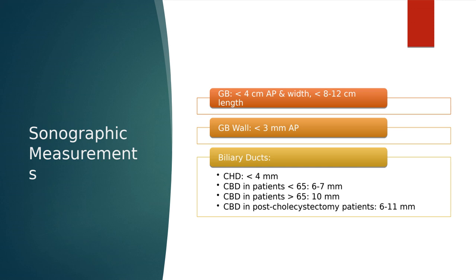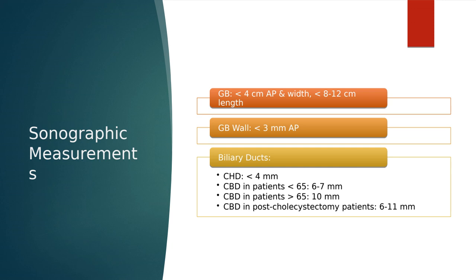depending on the patient's age or medical history, the range of what is considered normal changes. So a common bile duct in a patient who is younger than 65 can only measure 6 to 7 millimeters at its maximum. We really only want to see it less than 3. That's going to kind of be our standard number, is less than 3. If we have a patient who's over 65 and the common bile duct measures a centimeter or 10 millimeters, we actually still consider that normal, right? As we get older, that bile duct gets more dilated.